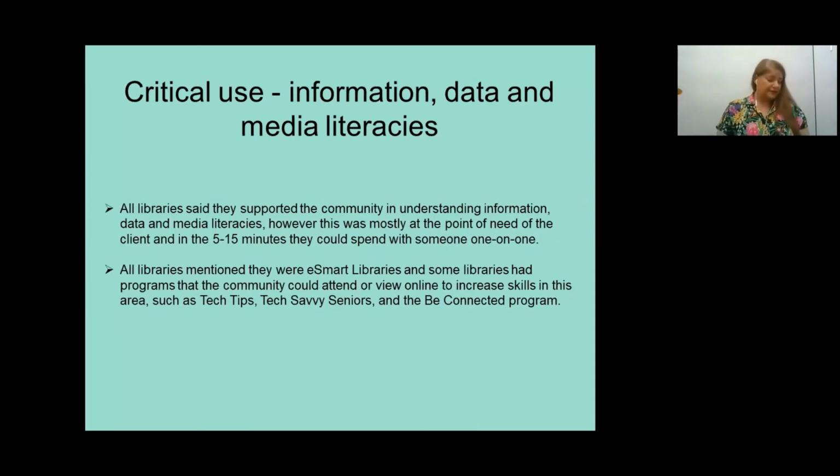All libraries said they supported the community in understanding information, data and media literacies. However, this was mostly at the point of contact, point of need of the client, in the 5 to 15 minutes they could spend with someone on a one-on-one basis. All libraries mentioned they were eSmart libraries, and some libraries had programs which the community could attend or view online to increase their skills in this area, such as Tech Tips, Tech Savvy Seniors and the Be Connected program.